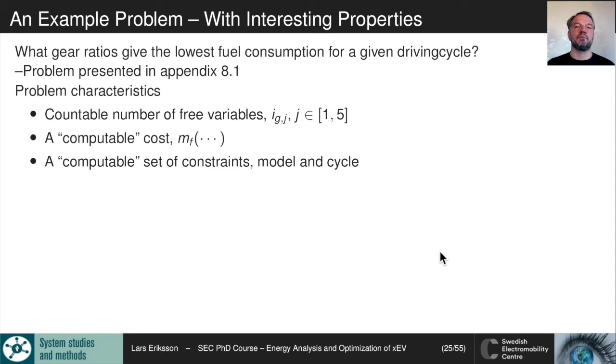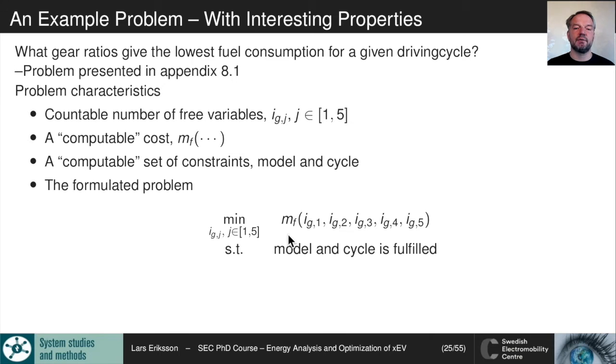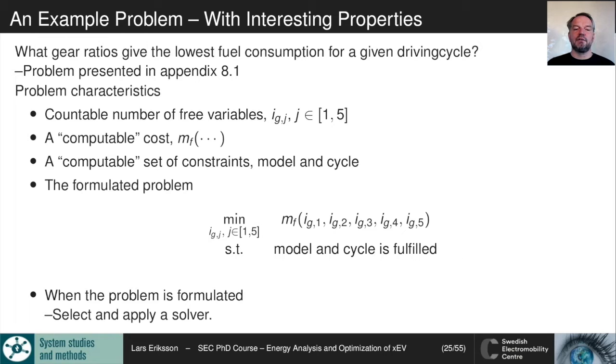The vehicle needs to be able to follow the cycle, and we have the model for the vehicle that describes the relations that need to be fulfilled. Then we can formulate the problem where we have the goal to minimize the total fuel consumption over the cycle, where we have the 5 decision variables to optimize over. And we need to fulfill the model and the cycle. So we need to be able to run in this cycle. When this problem is formulated, we can select and apply a solver, and since it's implemented in MATLAB, we can select one of the solvers that we have in MATLAB.